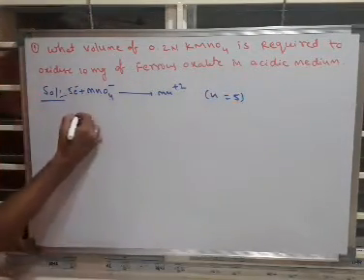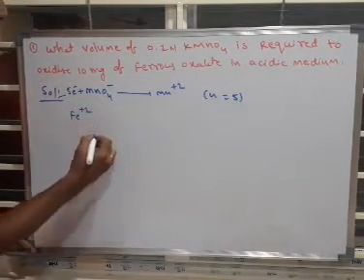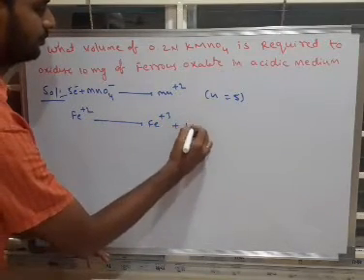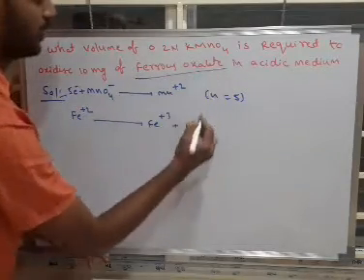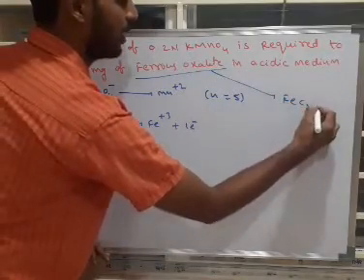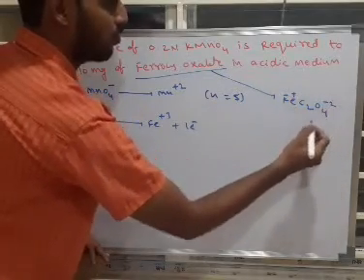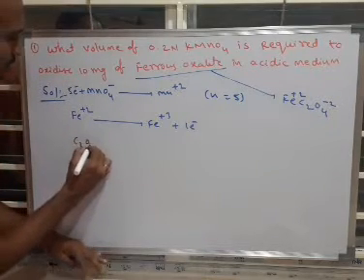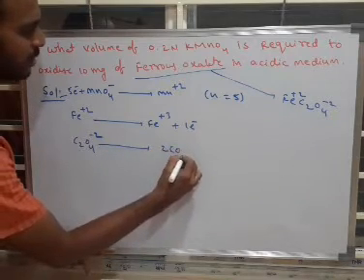And what about ferrous oxalate? In that ferrous oxalate there are two possibilities. Ferrous is changed to ferric. Ferrous oxalate, we know, is FeC2O4. Here Fe plus 2 becomes plus 3, and C2O4 minus 2 becomes 2CO2, balancing this to CO2.